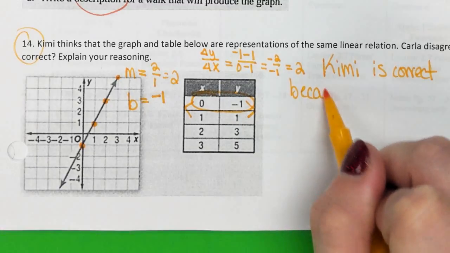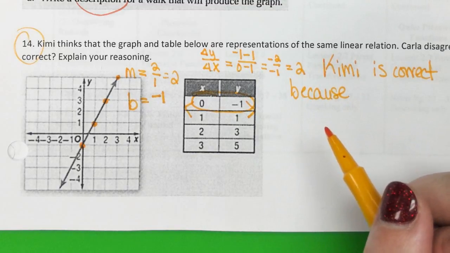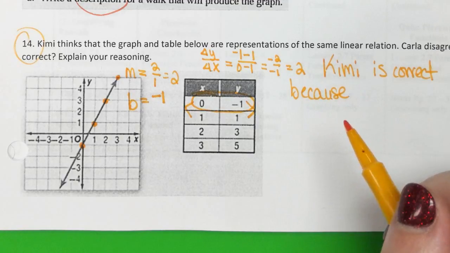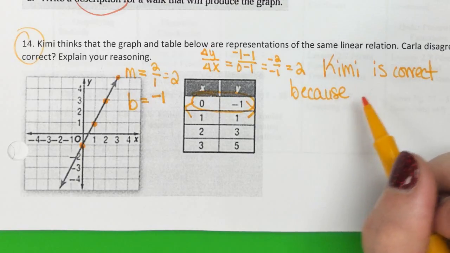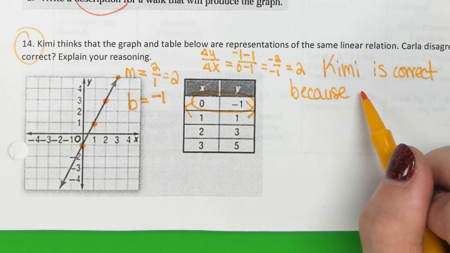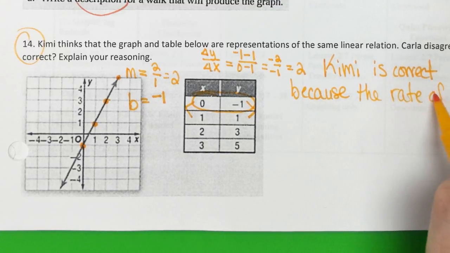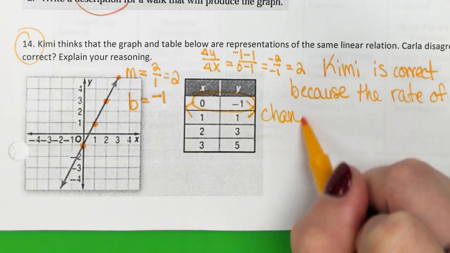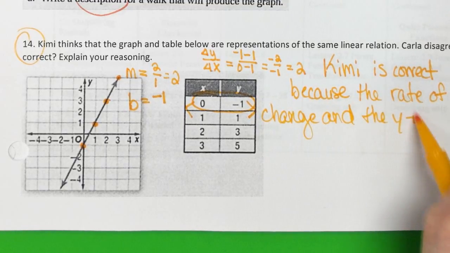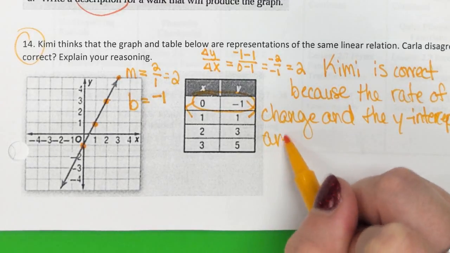Because, please spell out the word because. It's not B/C. You're not texting. You're getting yourself ready to go to college and better your life. Because the rate of change is the same, and what else is the same? The y-intercept. There you go. So because the rate of change and the y-intercept are the same.